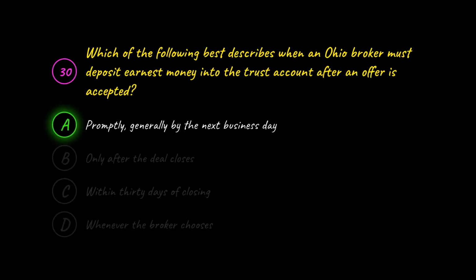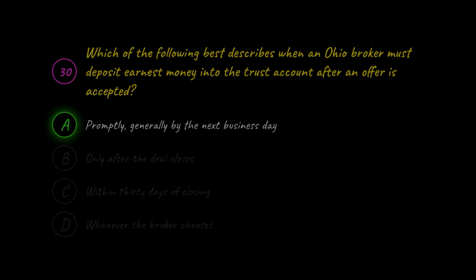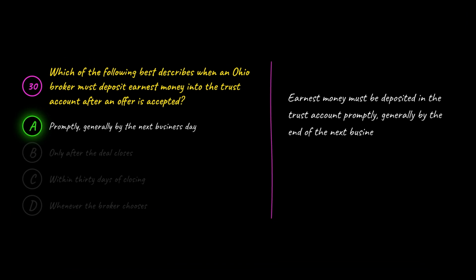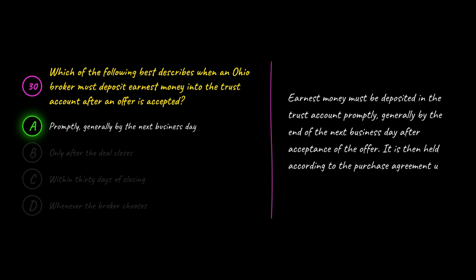The correct answer is A. Promptly, generally by the next business day. A is correct because earnest money must be deposited in the trust account promptly, generally by the end of the next business day after acceptance of the offer. It is then held according to the purchase agreement until the deal resolves.